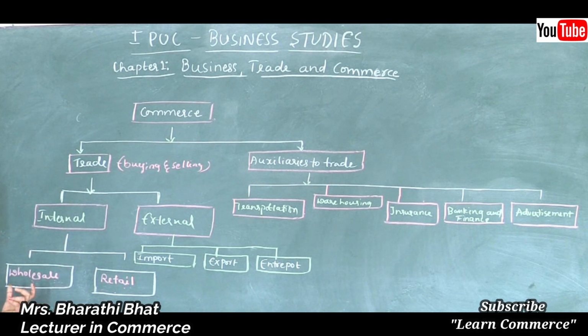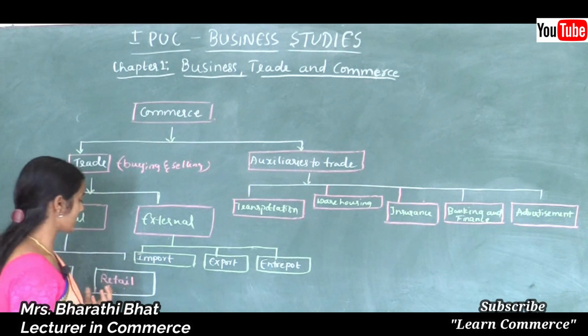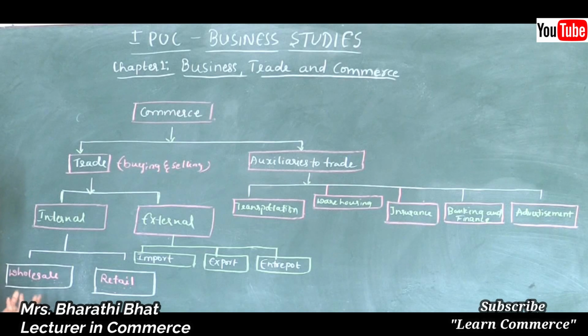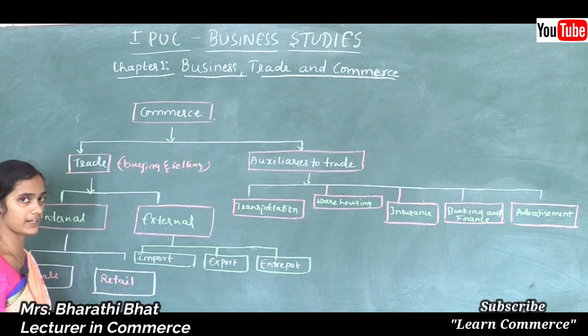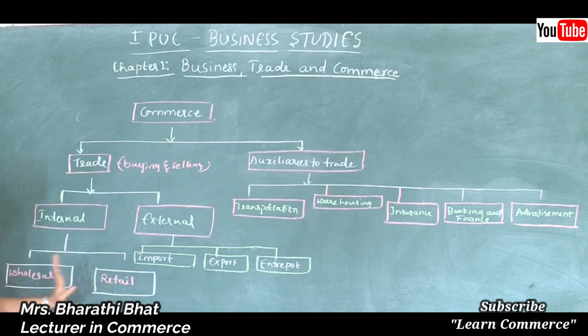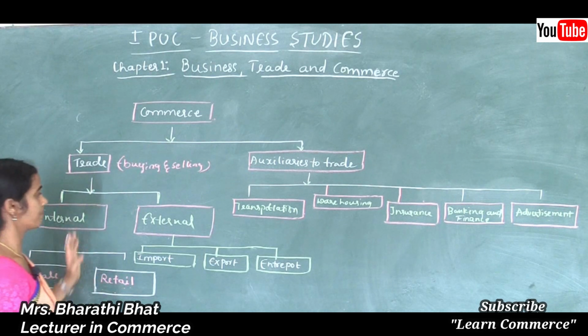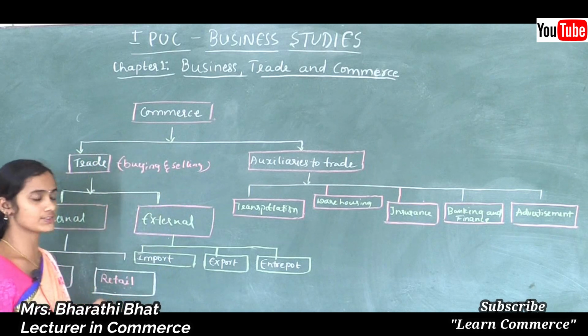Wholesale traders buy larger quantities of products. Retail traders buy comparatively smaller quantities from the wholesaler or from the manufacturers. Okay, so that is about retail trade. And next we come to external trade.